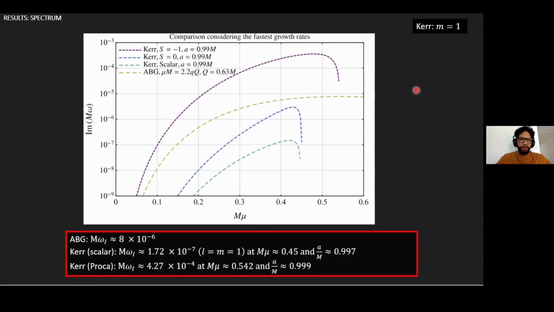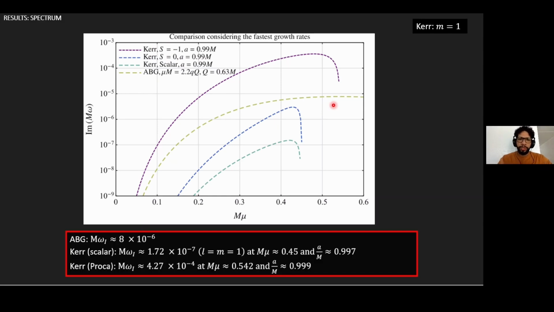Well, let me finish our results by drawing a comparison considering the fastest growth rates. Here we assume that we have a massive and charged scalar field on ABG spacetime. Also, we assume that we have massive scalar and Proca fields on the Kerr background. Let me point out that here we assume highly charged ABG black holes and rapidly spinning Kerr black holes. For the Kerr cases, we assume co-rotating modes. And for the Proca fields, we consider the odd parity and the even parity.